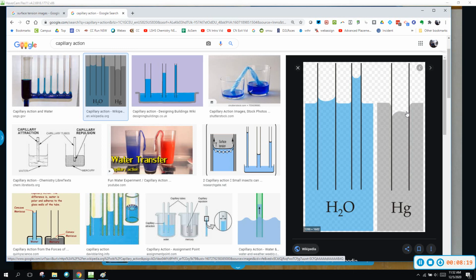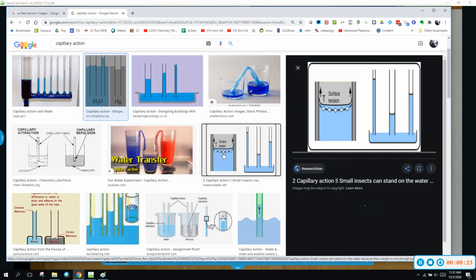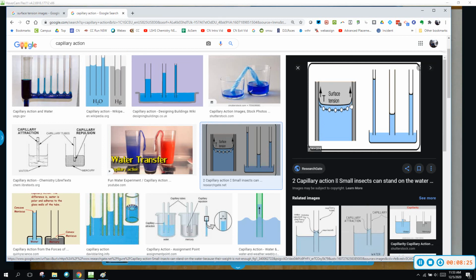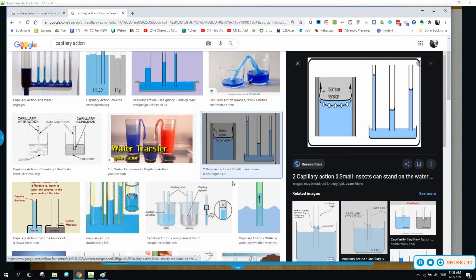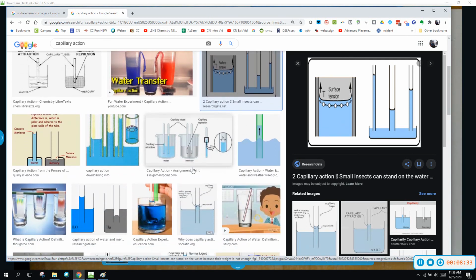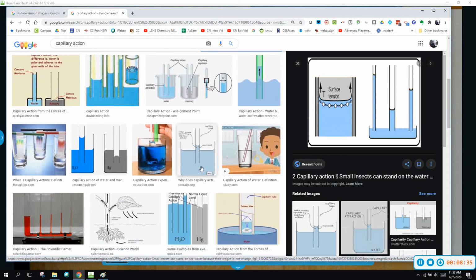Whereas mercury right here doesn't have any want for attracting to the silicon dioxide right here. Here's another example of the surface tension that causes the capillary action right here of the water, pulling up that water inside of the tubes.